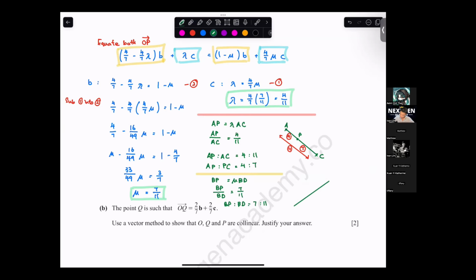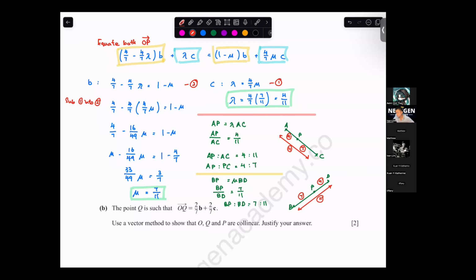BPD is like this. BP, okay, P is slightly above here. PD. Same logic and same explanation. This part here is 7. This part here will be equal to 4 because the entire thing is 11 parts.